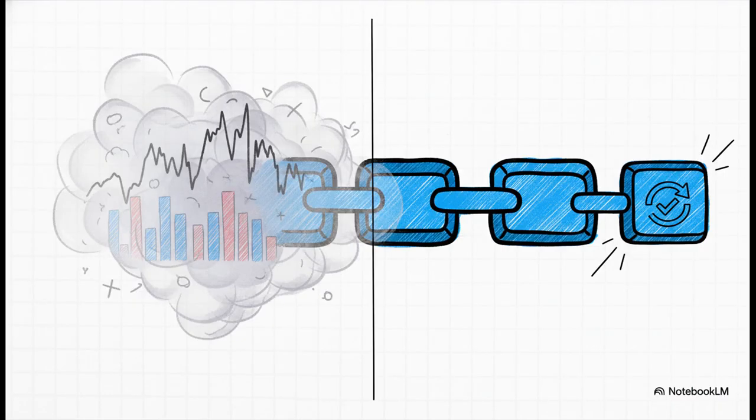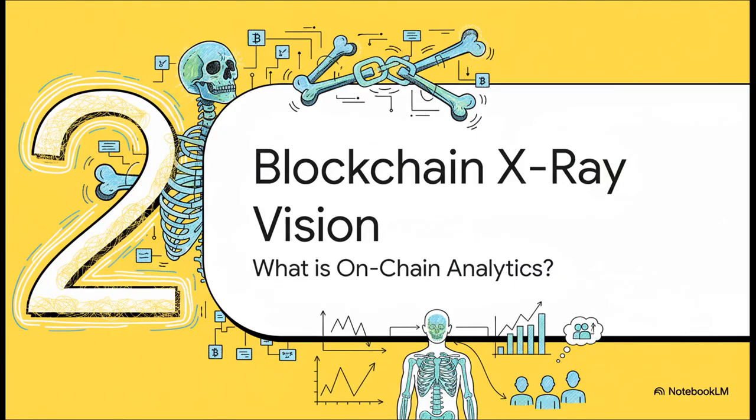Price charts can be super noisy, they can even be deceptive. You've got stuff like wash trading to fake volume or spoofing to mess with the order books, but the blockchain itself, it's immutable. When a wallet moves 10,000 Bitcoin, that is a verifiable, permanent fact. It is the ground truth. No debate. And that brings us to the big idea for today.